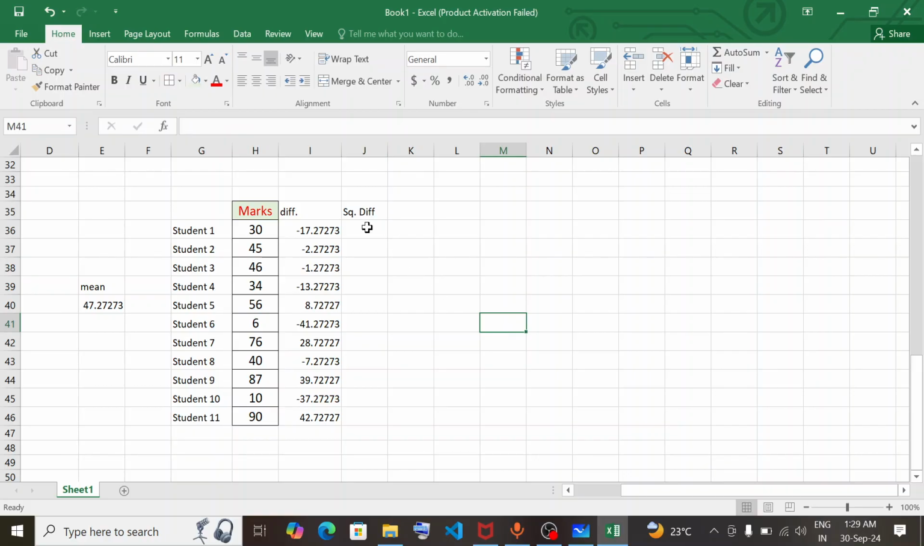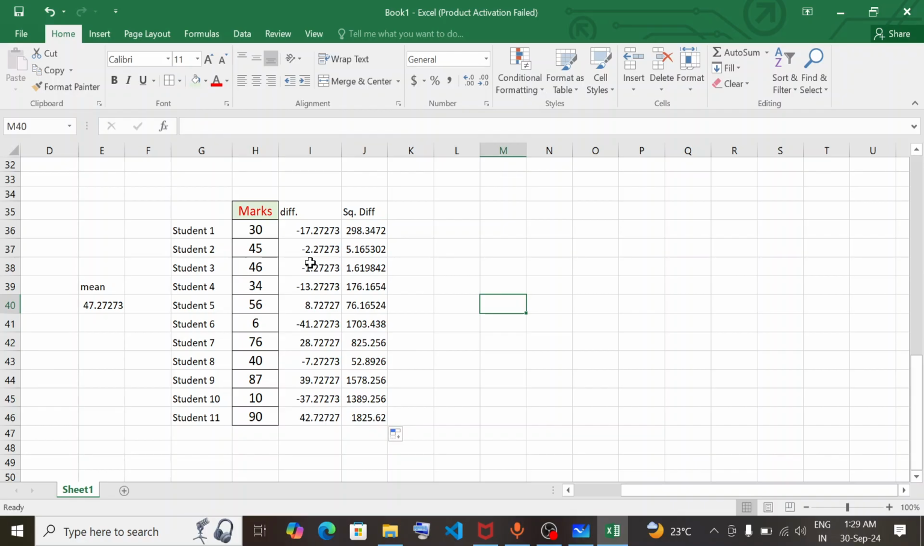Okay, so here just use the formula, this number, then take the square of that number. So it will be just like that. Just scroll down for all numbers, and we got the square of all the differences.